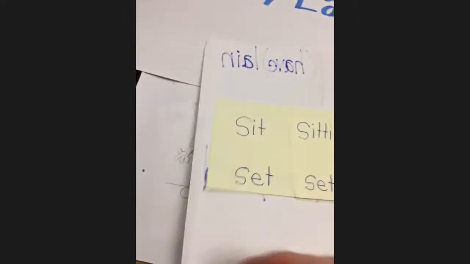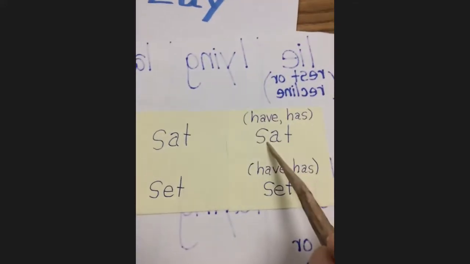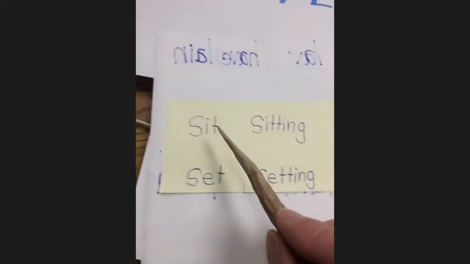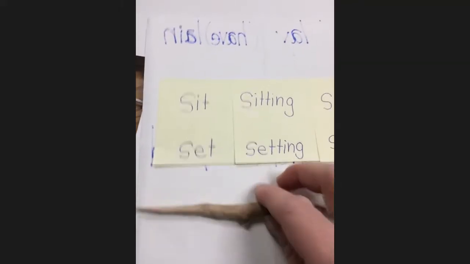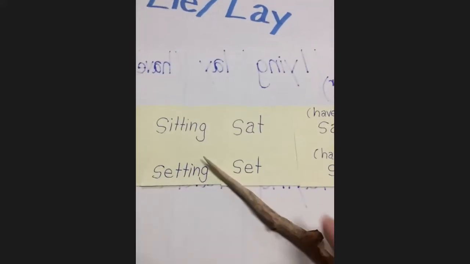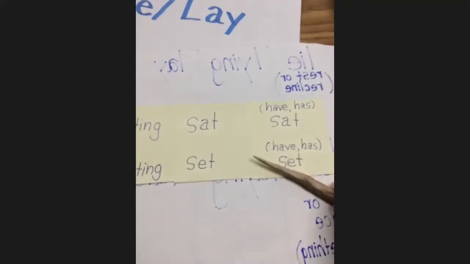Let's take a look at them. Here is sit, sitting. In the past, sat, and with a helper, have sat or has sat. He has sat or they have sat. Then there's set, to place something down, right? I set it down. I'm setting it down. Yesterday, I set it down. I have set it down already, or he has set it down. So set just stays the same.